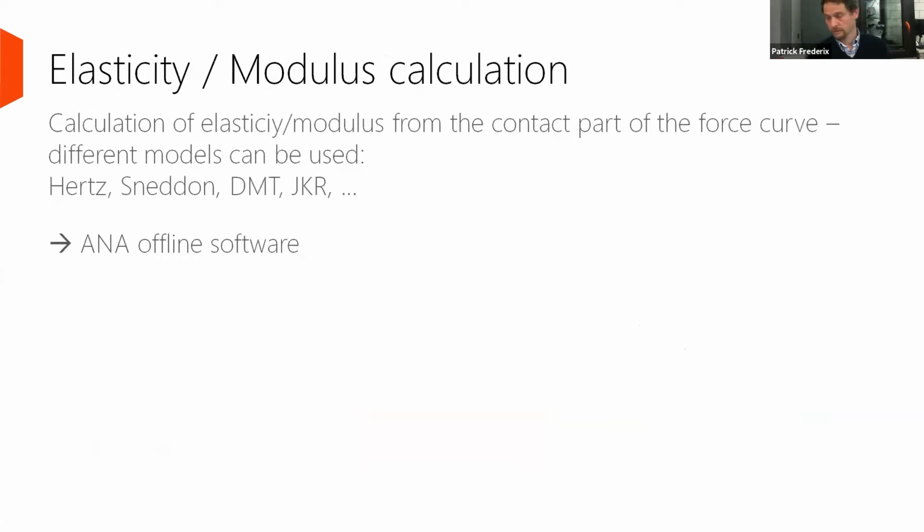Of course, the slope and indentation depth are a rough indication of the sample hardness. If you want to have it more quantitatively, you will want to calculate elasticity from the contact part of the curve, and there you can use Hertz models, Sneddon, DMT, JKR, and that is done, for example, in the ANA offline software.